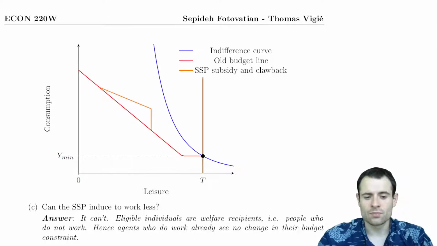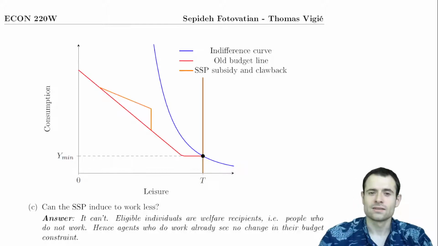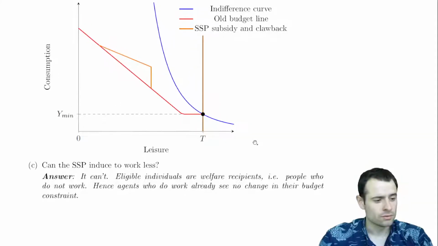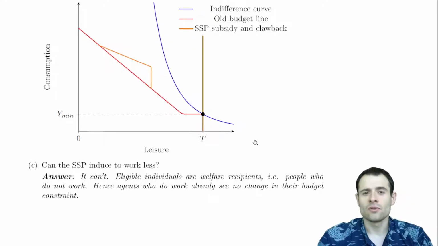Can the self-sufficiency program induce people to work less? Well, it can't, because all the eligible individuals are welfare recipients in the first place. So they are people who do not work. Agents who do work already will not be eligible for the self-sufficiency program, so their budget constraint will stay straight, will stay on the red line, and will not move to the orange line.